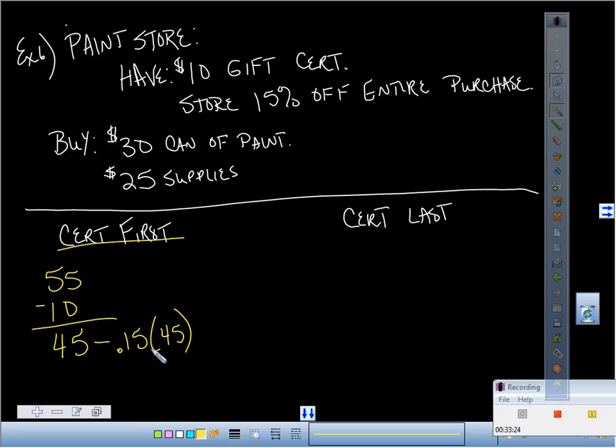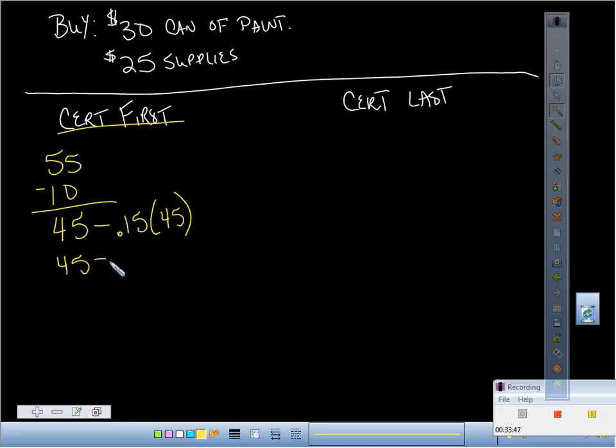Now, some of the really smart kids in this class, instead of multiplying 15 times 45 and subtracting it, just multiplied 45 by what? No, what? 0.85. And that means you paid 85%. That's okay. I'm okay with that. Some kids don't ever get that, but we can do it this way. So this is 45 minus, what is 15% of 45? Okay, 6.75. So 45 minus 6.75 is $39.25. Everybody okay with that?